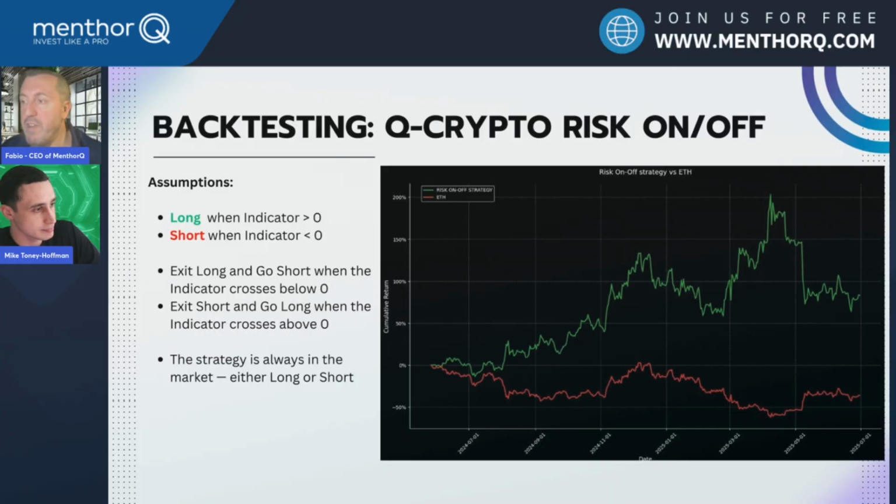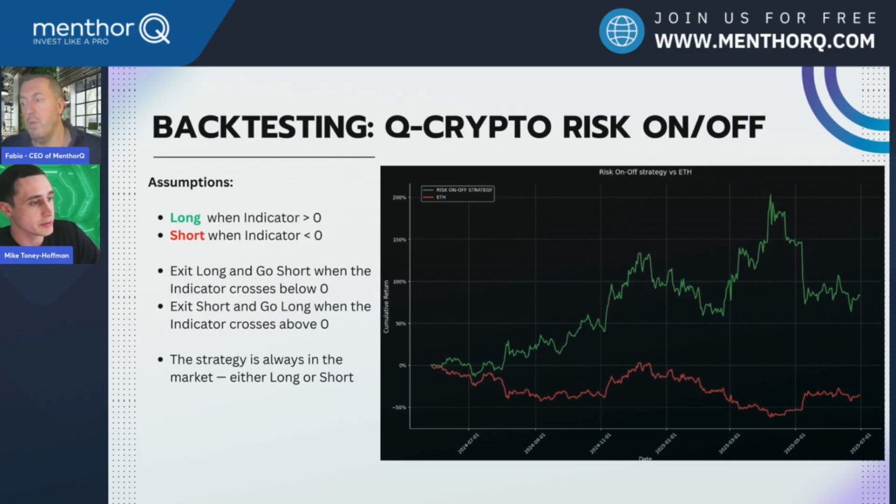The strategy is very, very simple. We go long Ethereum if the indicator is above zero, and we go short Ethereum if the indicator is below zero, and then we exit when the indicator switches. As you can see, you can quickly tell that there's a very strong correlation with what's going on in the macro environment that could have given you additional performance in the range of 200% at the peak just by following the risk on and risk off indicator.